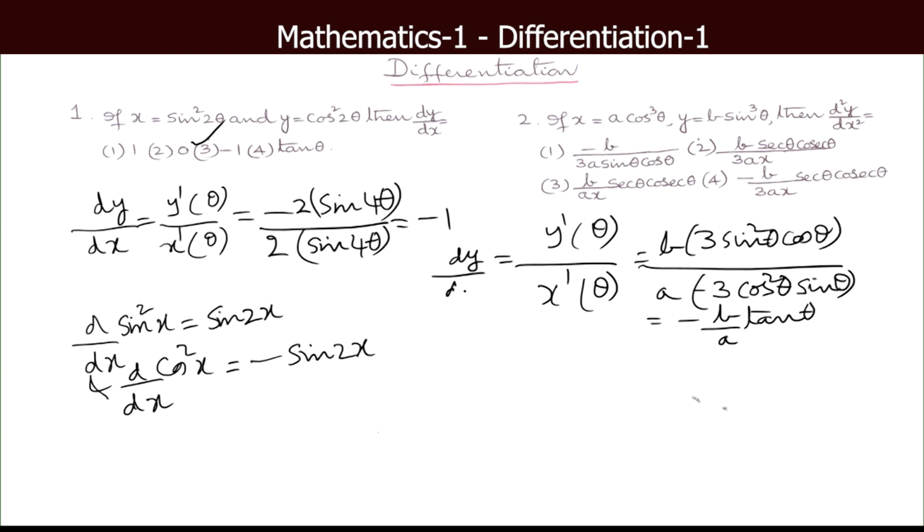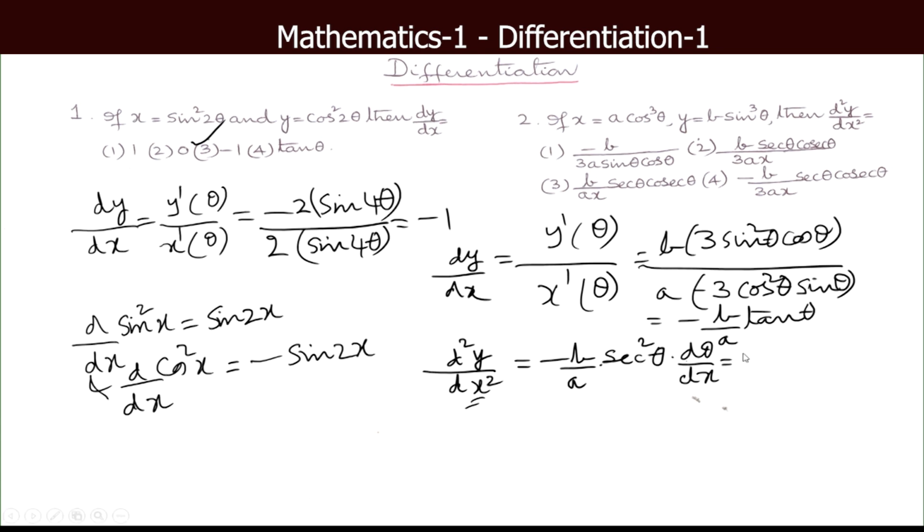In this question, you are required to find the value of the second derivative of y, d square y by dx square. So, once again differentiating minus b by a tan theta, derivative of tan theta is secant square theta, but we should not stop there. Here you want to differentiate with respect to the variable x. Therefore, this is the derivative of minus b by a tan theta with respect to theta into d theta by dx.